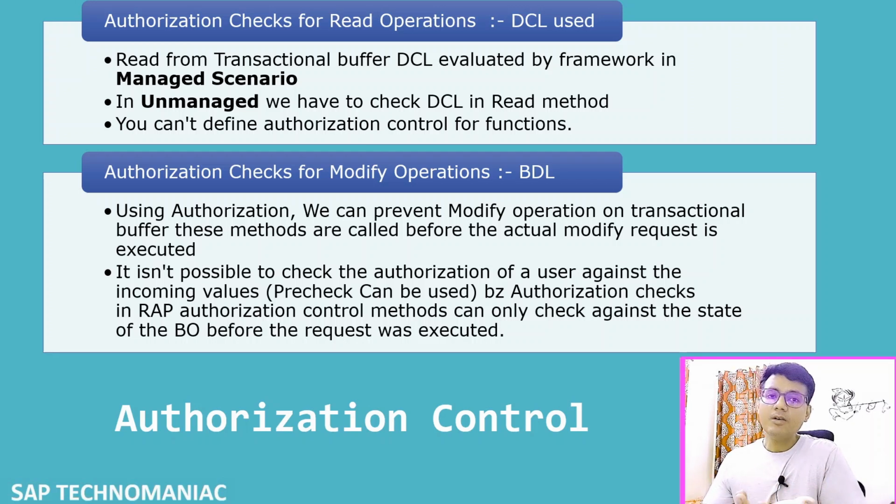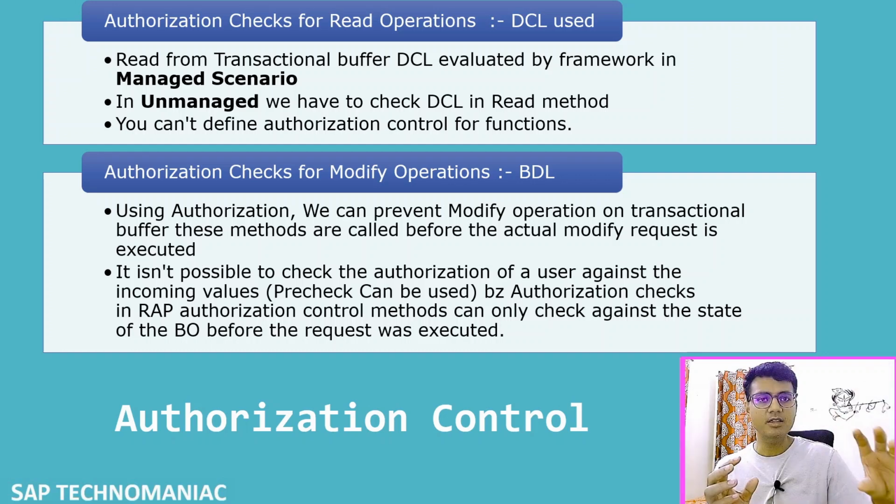That is the reason if some values are coming which we want to update in the transactional buffer, and against that we want to do some authorization check, we can't do that in this particular method. To do this authorization check, we have to define this authorization in the behavior definition and implement this in behavior pools. Again, there are multiple types of authorization, instance and global authorization. We will discuss in an upcoming slide.